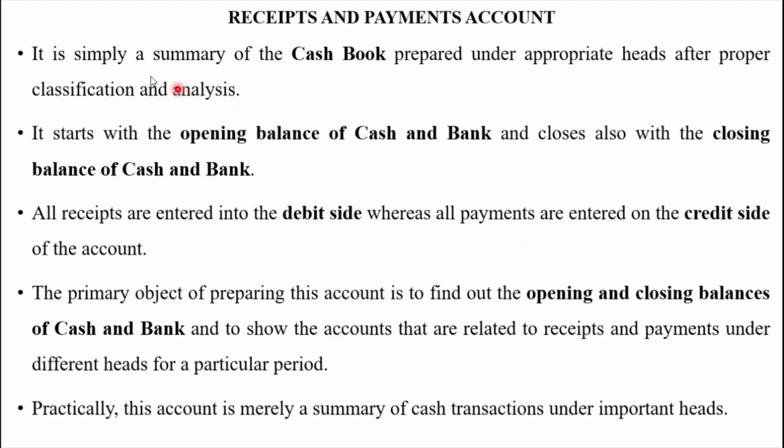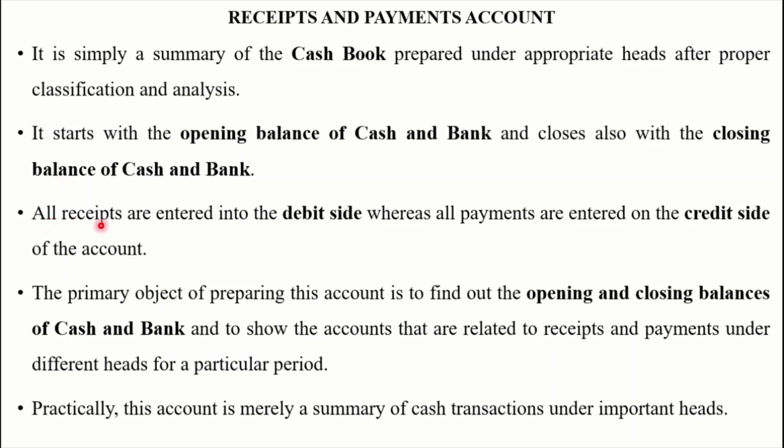Receipt and payment account is simply a summary of the cash book prepared under the appropriate heads after proper classification and analysis. We prepare the receipt and payment account in the same manner as a cash book. If you clearly understood the cash book, then you can easily prepare the receipt and payment account. While preparing the cash book, we start with the opening balance. Similarly, the receipt and payment account starts with the opening balances of cash and bank and closes with the closing balance of cash and bank.